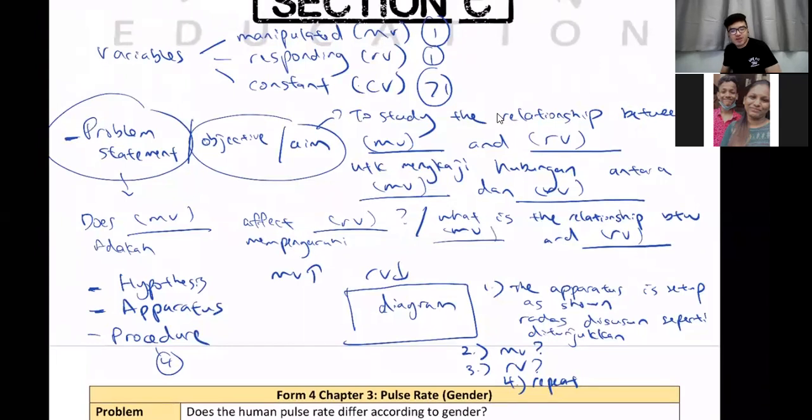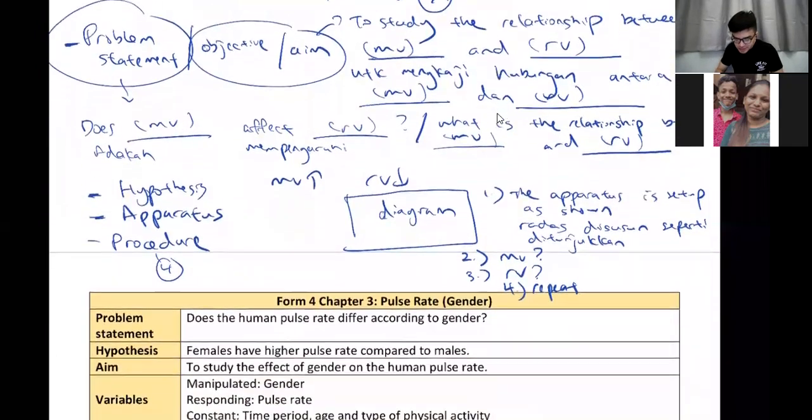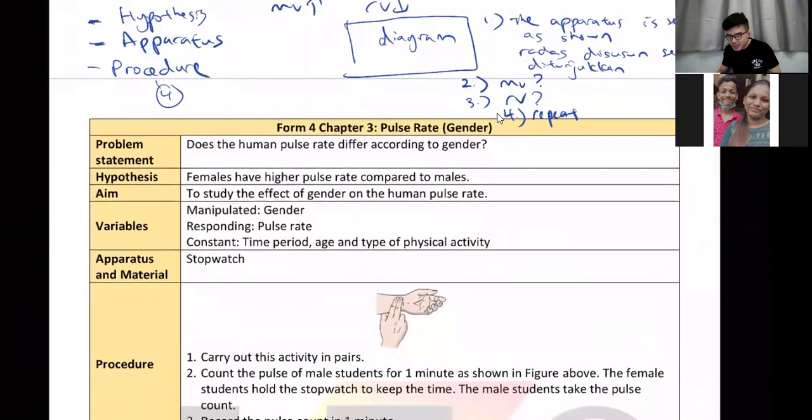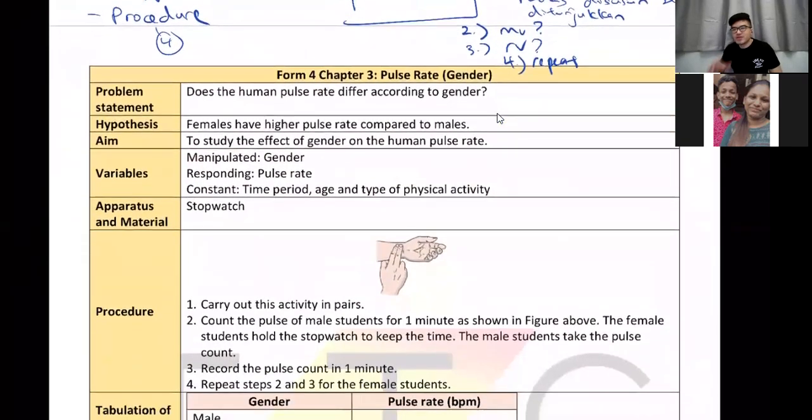So if you are done, if you understand, let us go to examples. So first experiment, let's look at pulse rate. First and foremost, they won't ask a question like this in the exam, but it's good to know. It's just an example. The first experiment is called pulse rate and gender. Can you see? The pulse rate is the RV, the gender is the MV.